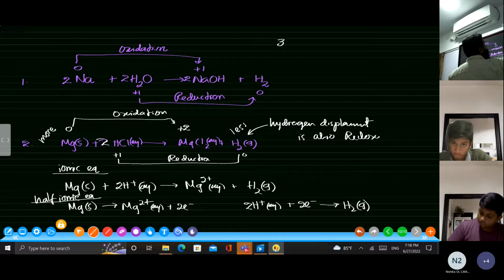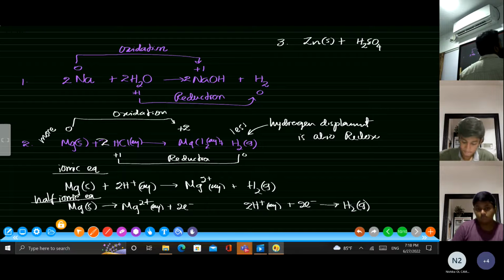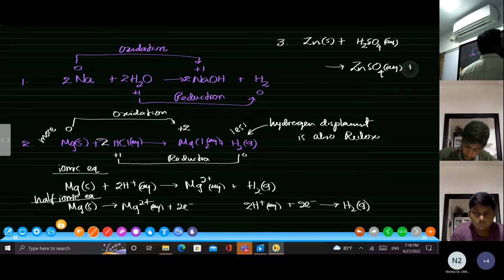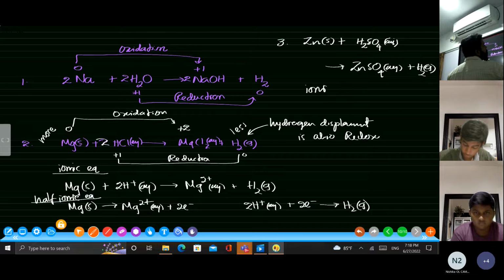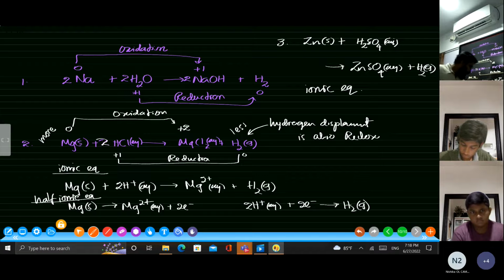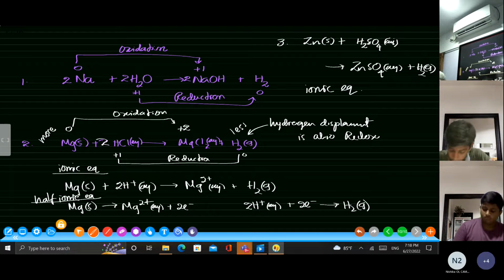Okay. So meanwhile, you try these examples. Just apply this. Zinc and sulfuric acid reaction. Zinc sulfate aqueous and hydrogen gas. I want you to write the ionic equation. Guess the ionic equation. Quickly write down this question. Otherwise, in a few minutes time, the current electricity is going to be off. Hurry up.